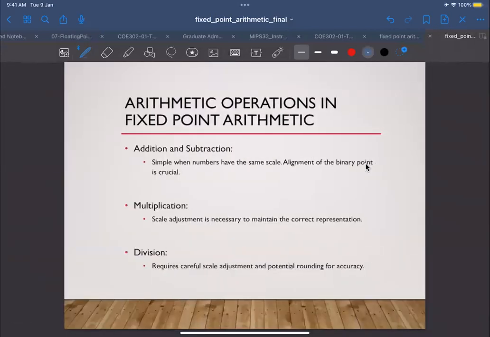Addition and subtraction. How do we do addition and subtraction? It's straightforward. If we want to do addition, for example, of 1.110, this number here is fixed 5 and 2. Sorry, the 2 was wrong. It was 3, but then I incremented it to 4, and the total width is 6, so 6, 4.